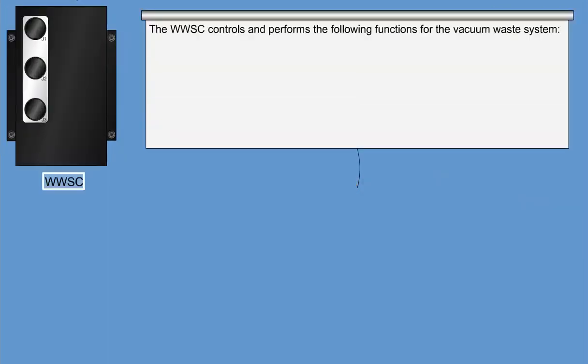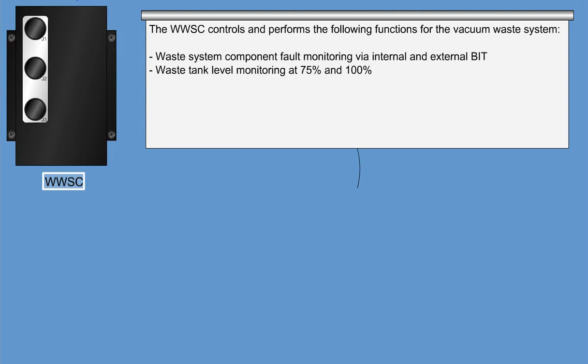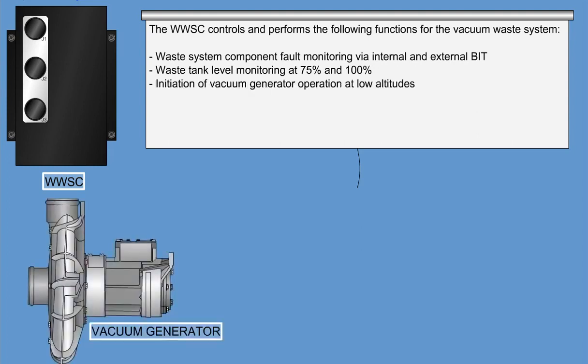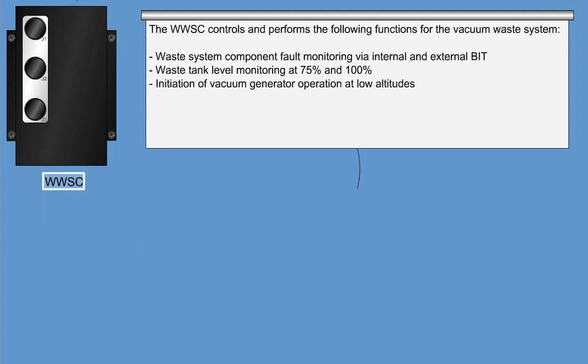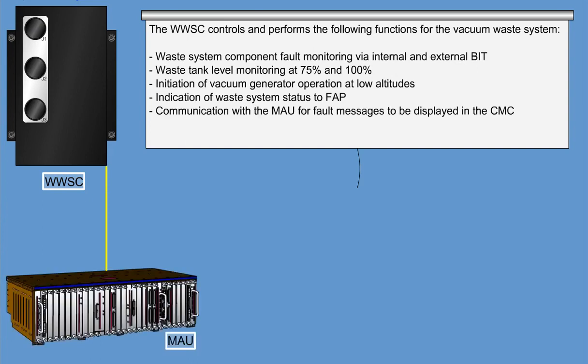The WWSC controls and performs the following functions for the vacuum waste system. Waste system component fault monitoring via internal and external built-in test. Waste tank level monitoring at 75 and 100%. Initiation of vacuum generator operation at low altitudes. Indication of waste system status to flight attendant panel. Communication with the MAU for fault messages to be displayed in the CMC.